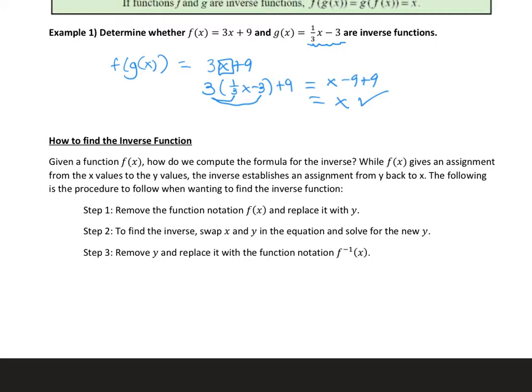Step 1 is to remove the function notation f of x and simply replace it with y. So if you see f of x, change it to y. Step 2, find the inverse by swapping x and y in the equation and now solving for the new y.